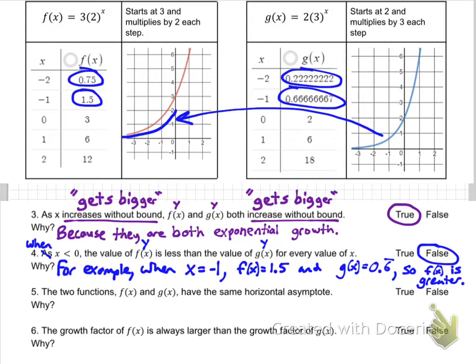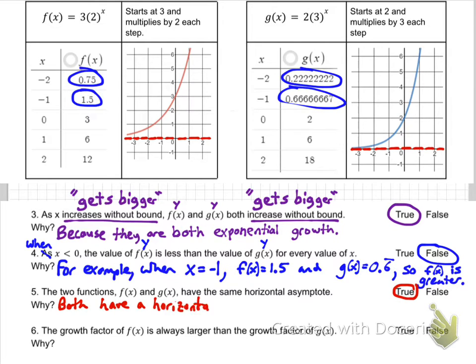For the next one, the two functions f of x and g of x have the same horizontal asymptote. Remember what an asymptote is? I'm going to sketch them both on here. The asymptote is the line that the function gets closer and closer to, but never touches. And both of these have a horizontal asymptote of y equals 0, or the x-axis. So that makes this statement true.